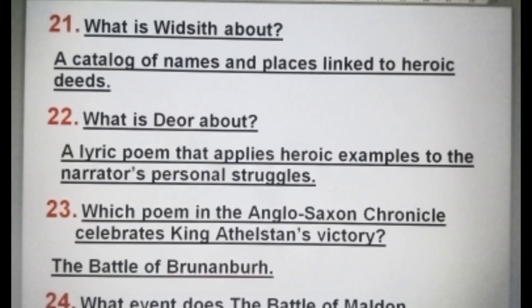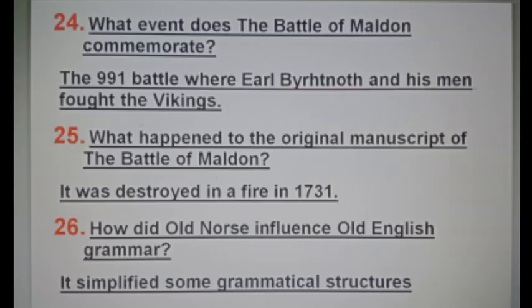What is Widsith about? A catalogue of names and places linked to the heroic deeds. What is Deor about? A lyric poem that applies heroic examples to the narrator's personal struggles. Which poem in the Anglo-Saxon Chronicle celebrates King Athelstan's victory? The Battle of Brunanburh.